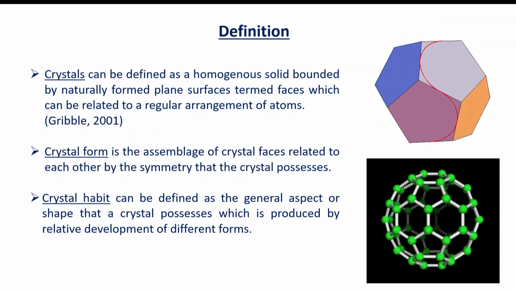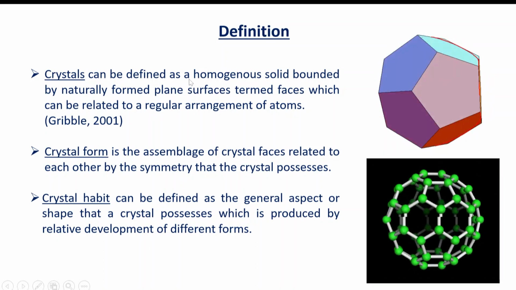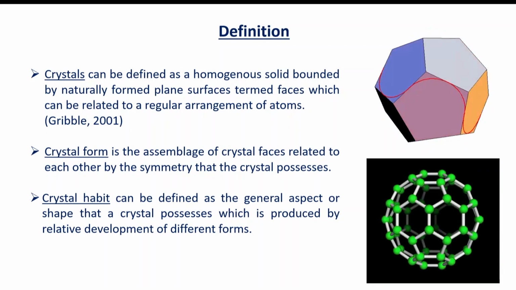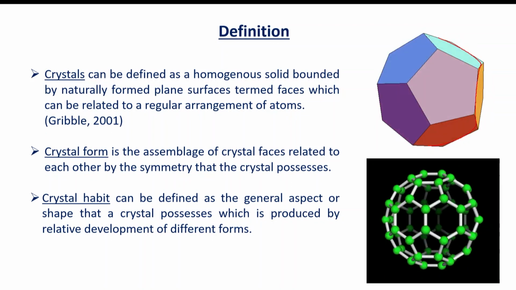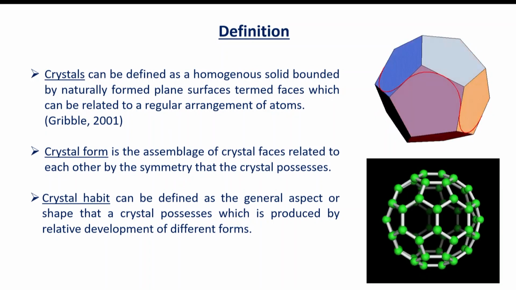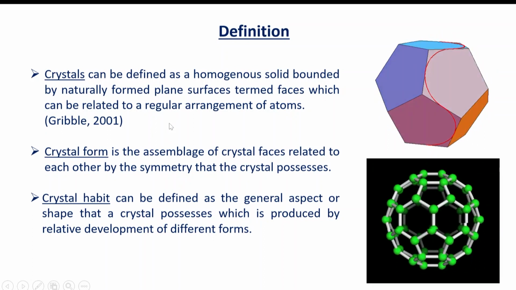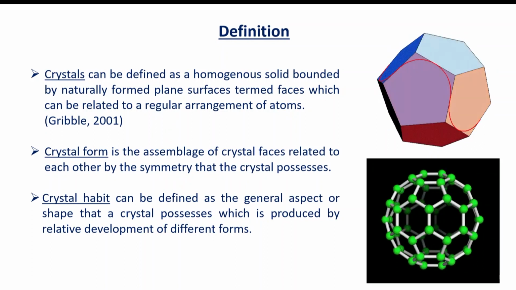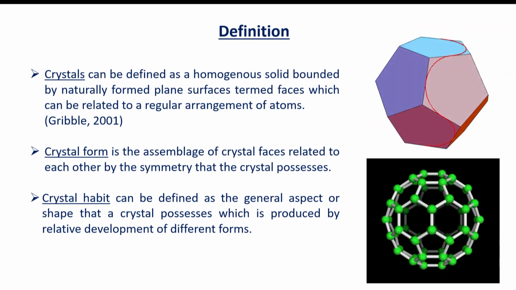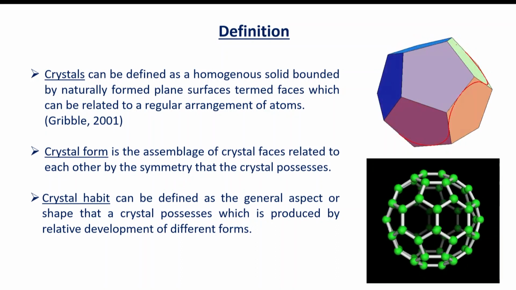Then there is another terminology which is referred to as crystal form. Crystal form is the assemblage of crystal faces related to each other by the symmetry that the crystal possesses. Obviously we will be talking about different types of symmetry in the second part of this lecture, but just to think about crystal form, whenever we are looking at the crystal form of a crystal, it is no longer a single face that we are concerned about. We have to take into consideration all the faces, or a set of faces at least, which are bounding that crystal.